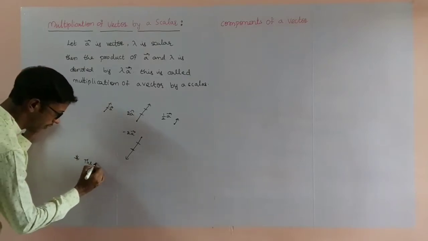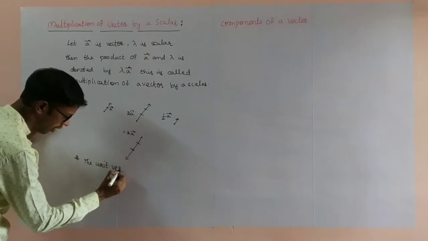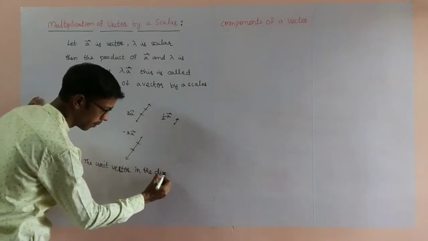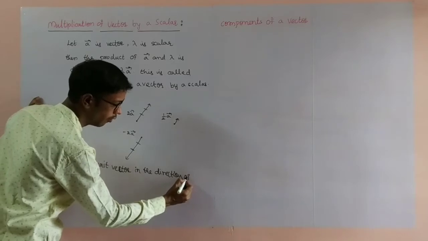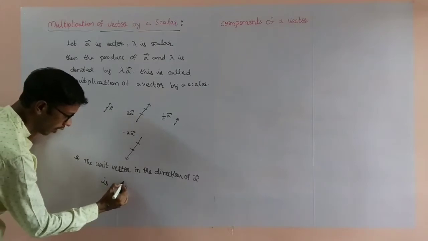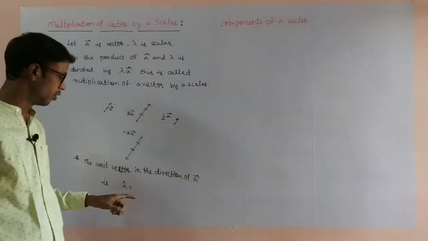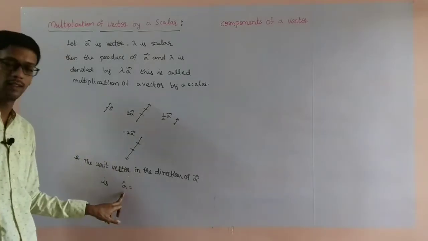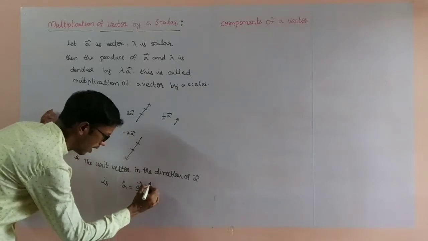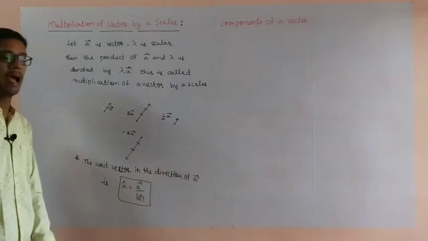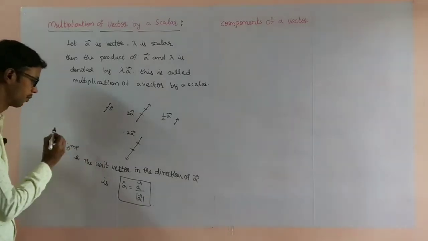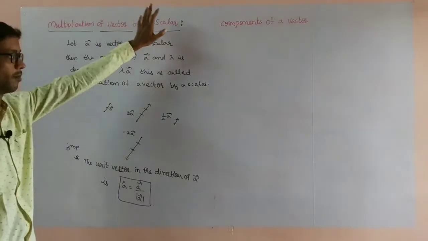The unit vector in the direction of A bar is A cap. We already discussed it. The formula is A bar by magnitude of A bar. This note point is very, very important here. Next, this is a multiplication of a vector by a scalar. Just multiplication.